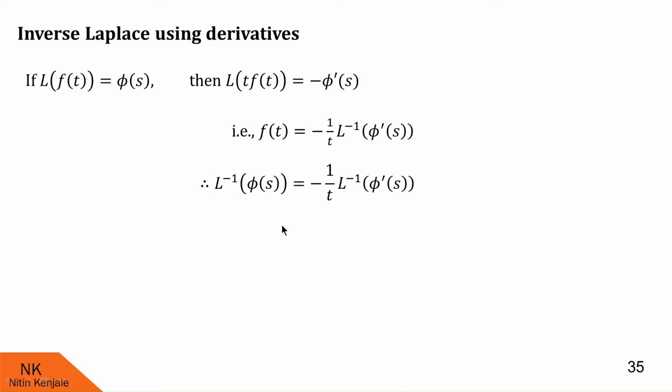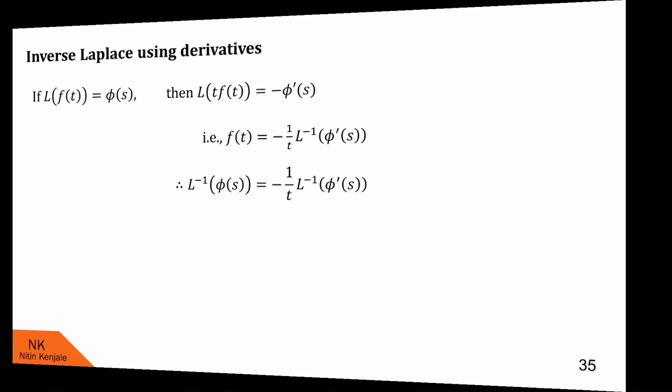Which means if you want to find out L inverse of a given function phi of s, you simply find out L inverse of its derivative and multiply it by minus 1 by t. So using this as a formula, we are going to solve some examples. Let's go for our first example.